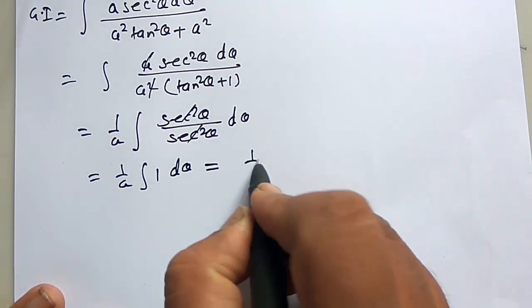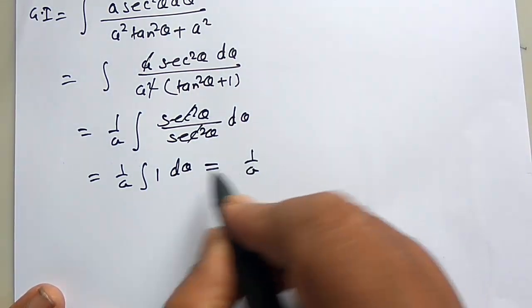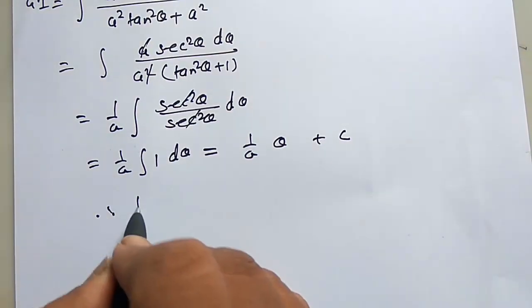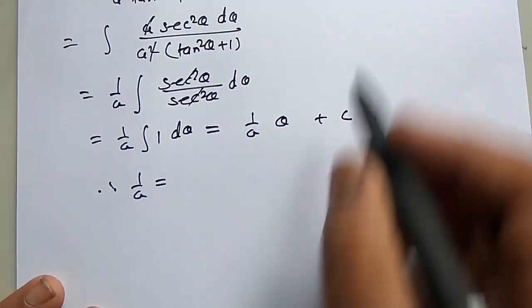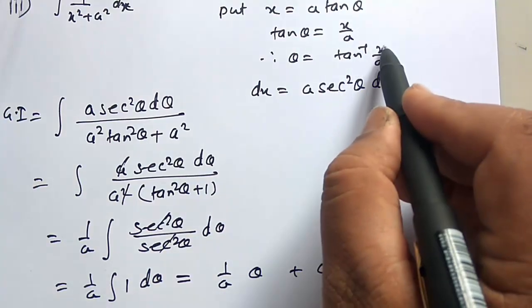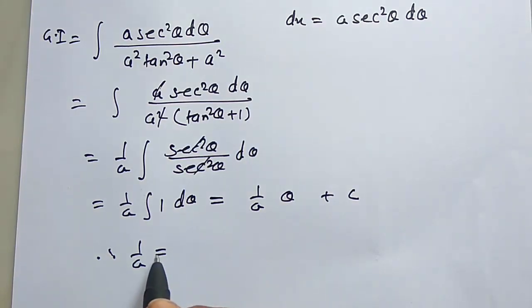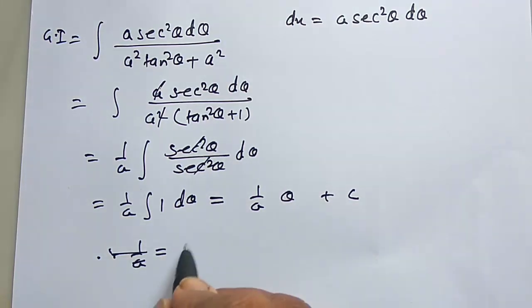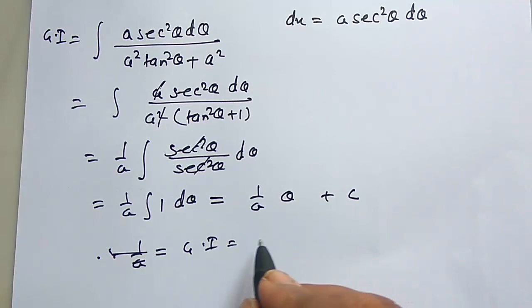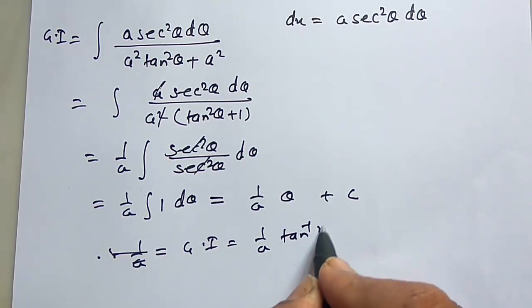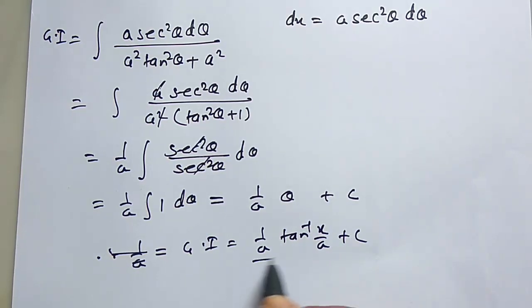So this is equal to 1 upon a, integration of 1 with respect to theta is theta plus some constant. Therefore, the given integration is equal to 1 upon a, theta is equal to tan inverse of x upon a, plus c. So this is the answer.